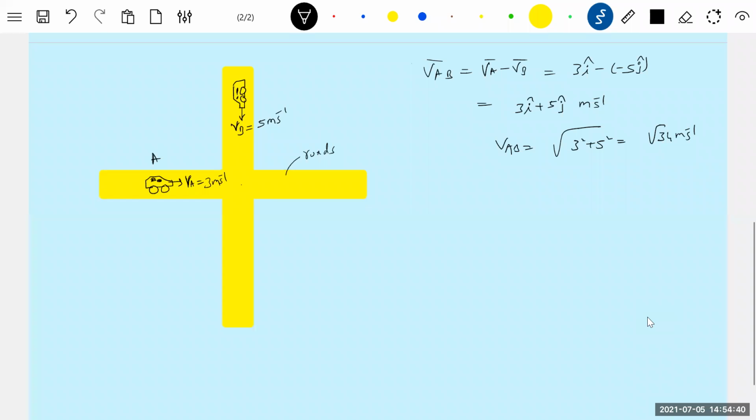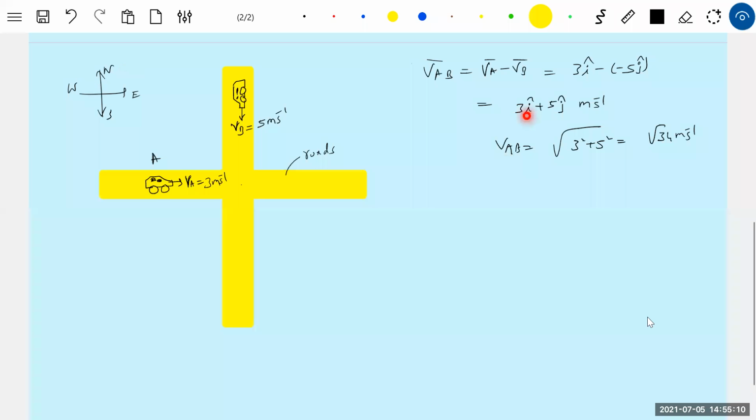What about the angle? All that will show in the vector diagram. VAB is root 34. So when A looks at the junction, he feels it's going straight, or say northeast here, because I took I cap and J cap there. Some problem they'll ask like this only: car B is heading towards south, car A is heading towards east. When car A looks at B, in what direction does he feel it moving? He feels it is moving along northeast.